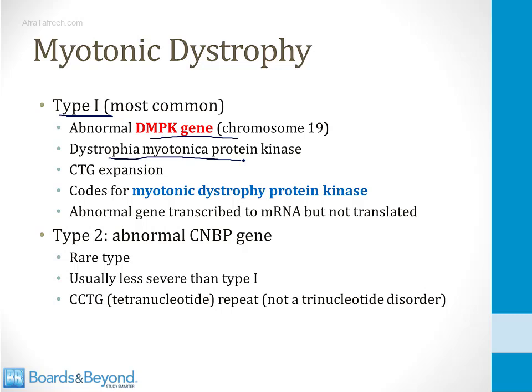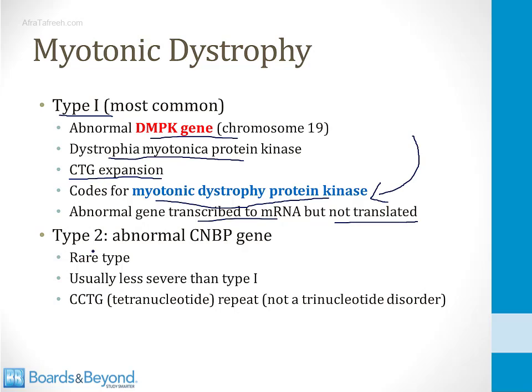The abnormality in the gene is usually a CTG repeat expansion, and this gene codes for a protein called myotonic dystrophy protein kinase. When the CTG expansion is excessive, this leads to an abnormal gene that gets transcribed into mRNA but never gets translated, and therefore there is loss of the myotonic dystrophy protein kinase.